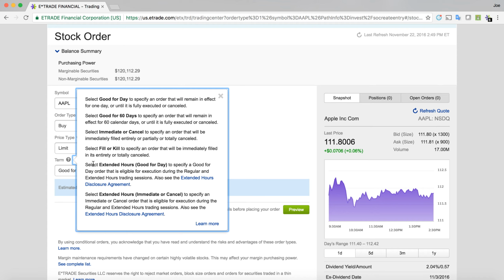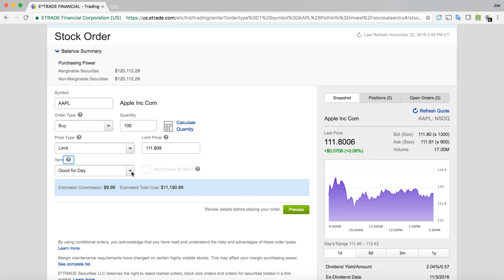Extended hours, good for the day, specifies a good for the day order that is eligible for execution during the regular and extended trading session. So before 9:30 and after 4 p.m. are considered extended hours. Extended hours, immediate or cancel, to specify an immediate or cancel order that is eligible for execution during the regular and extended hour trading sessions. For me, I'm going to put good for the day.